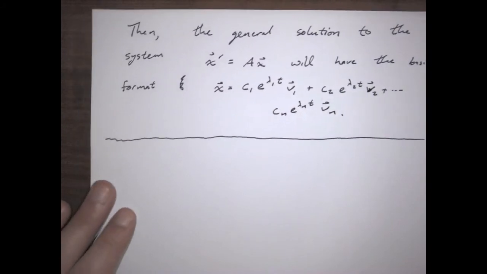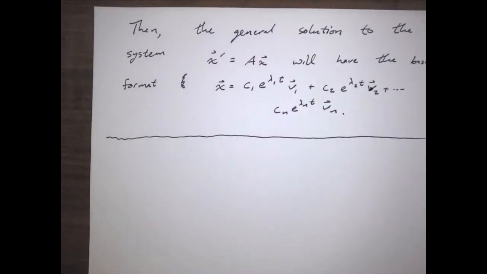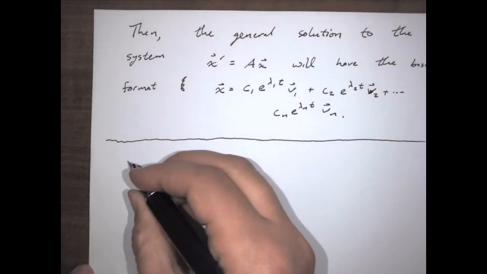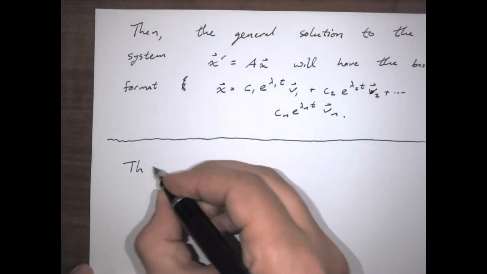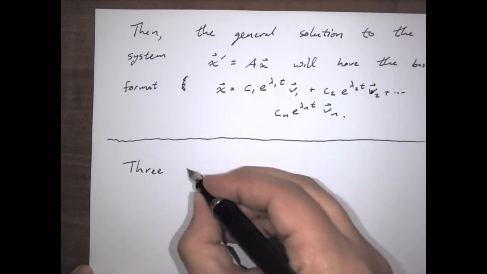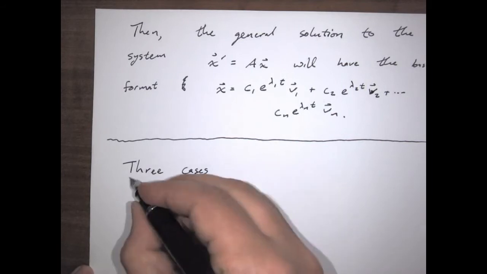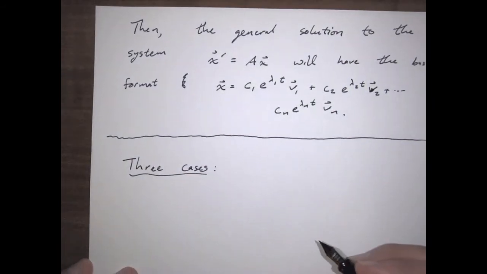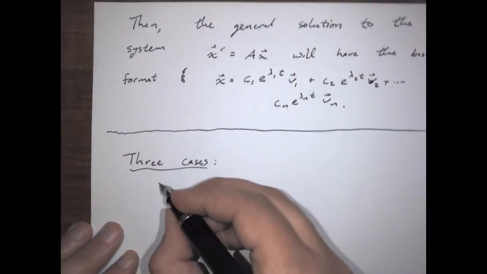Now there are, of course, going to be the usual amounts of exceptions that come up, and the exceptions fall into the usual category of exceptions when it comes to solving polynomial equations. So there are three cases. Distinct real eigenvalues, in which case everything goes great.